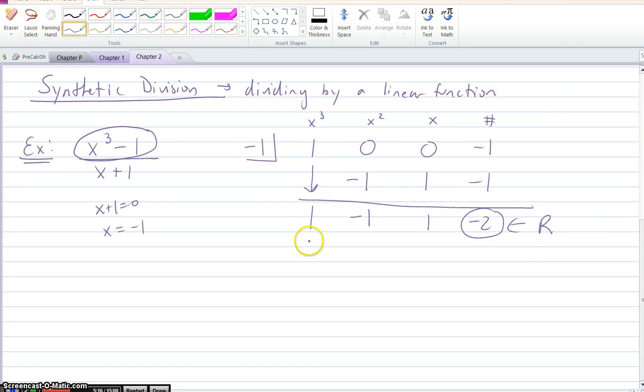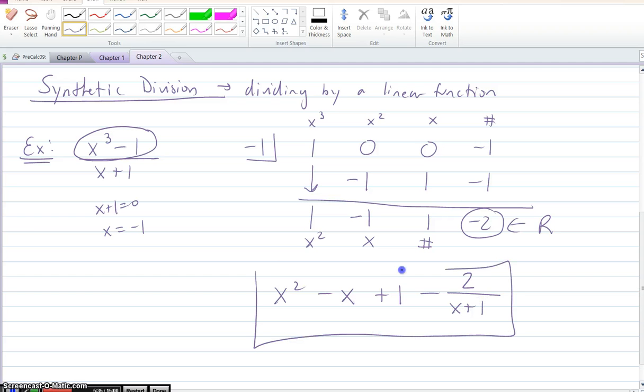And then here, the terms always go down by 1. So this is x squared, this is x, this is our number term, and that's the coefficients of those values. So this is going to be x squared, then you get the minus 1x plus 1, and then again you put your remainder over what you were dividing by. Look at that, we got the exact same answer, but in probably about a fraction of the time. But again, you can only use this if you're dividing by a linear.